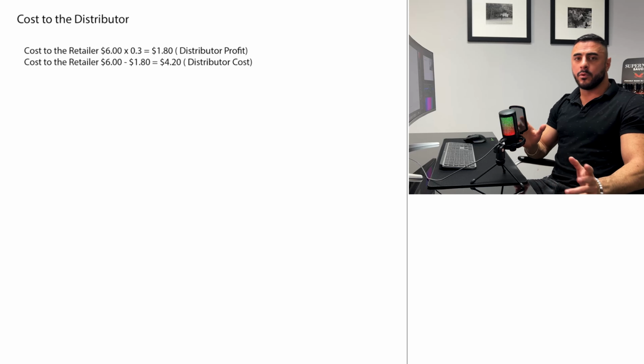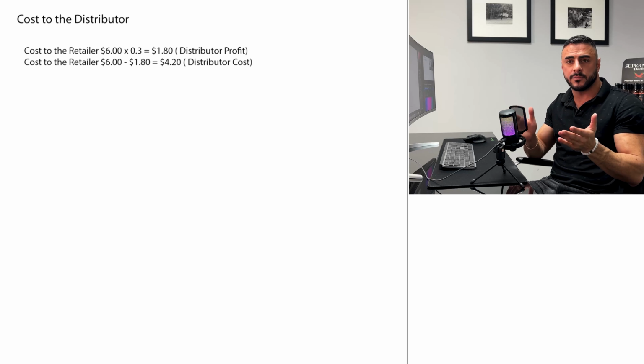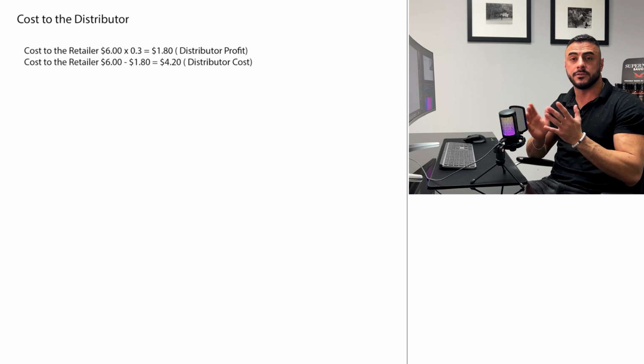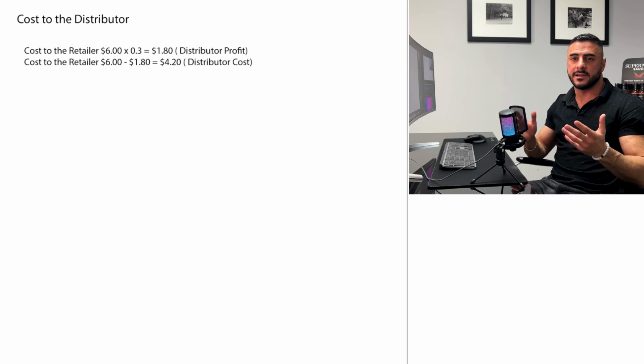Now this is very important. You need to calculate this, as I said earlier on in the video, so that you're better prepared for future expansion. If you do not calculate the cost of the distributor when you're first starting out, or at least have an understanding of what you're going to have to give to the distributor, you're going to run into the problem of not being able to expand.